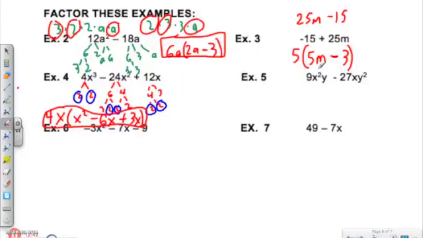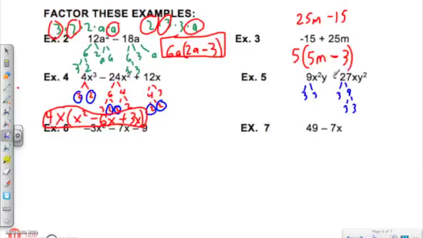Alright, sometimes we might see some problems with different letters thrown in. Alright, notice here we're going to have x's and y's. Now, in this one, I'm going to go ahead and start out with the numbers, breaking them down. I have a 3 times 3. And I could do 3 times 9, and that 9 is going to break down into 3 times 3.